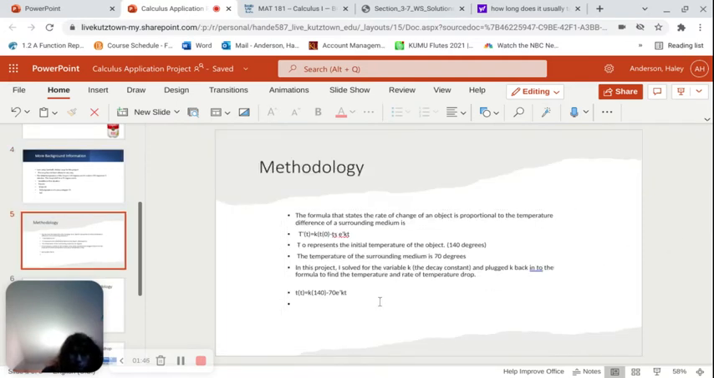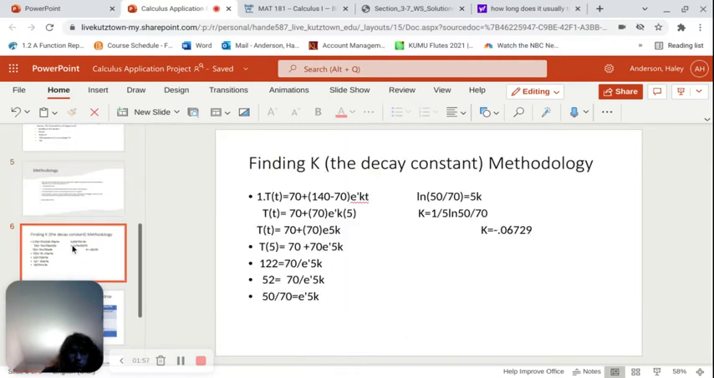So in this project, I solved for k, which is also called the decay constant, and I plug k back in to the formula to find the temperature and the rate of temperature drop. In this slide, I found k, and I got a constant of negative 0.06729. And here's what I did to find k.